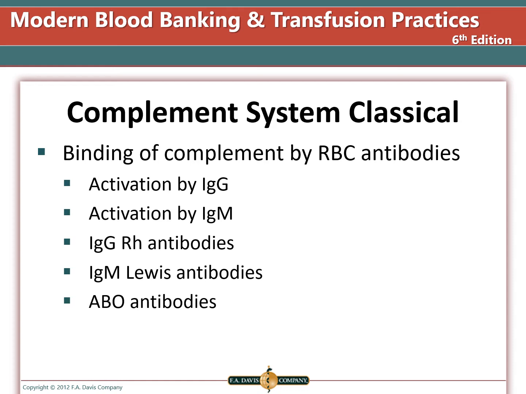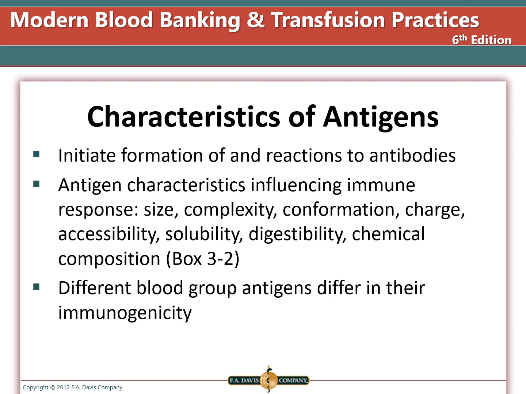Complement can bind to red blood cells, and in the transfusion service, we work to prevent this from happening. However, sometimes patients can have antibodies that are too low of a titer to detect. The patients might have no history of antibodies being detected in the past, and you can end up with a reaction. This can occur due to activation by IgG or IgM antibodies. IgG-Rh antibodies are particularly dangerous, while ABO antibodies are deadly.